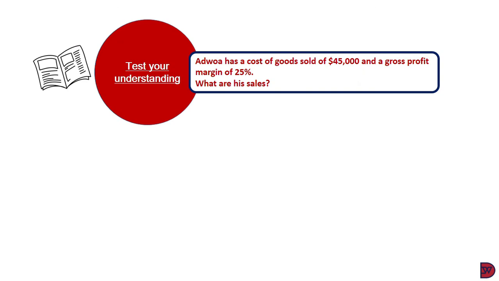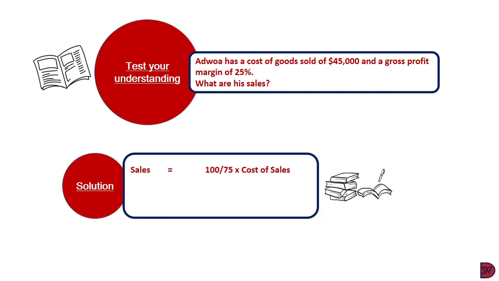The second example, Adjoa has cost of goods sold of $45,000 and a gross profit margin of 25%. So once we have cost and we have margin, the formula for sales will be 100 over 75. That is the 100 base less the margin of 25 times the cost. So it will be $60,000. Again, when you check the solution for the second part of the second test of understanding, it is $60,000 that we got.